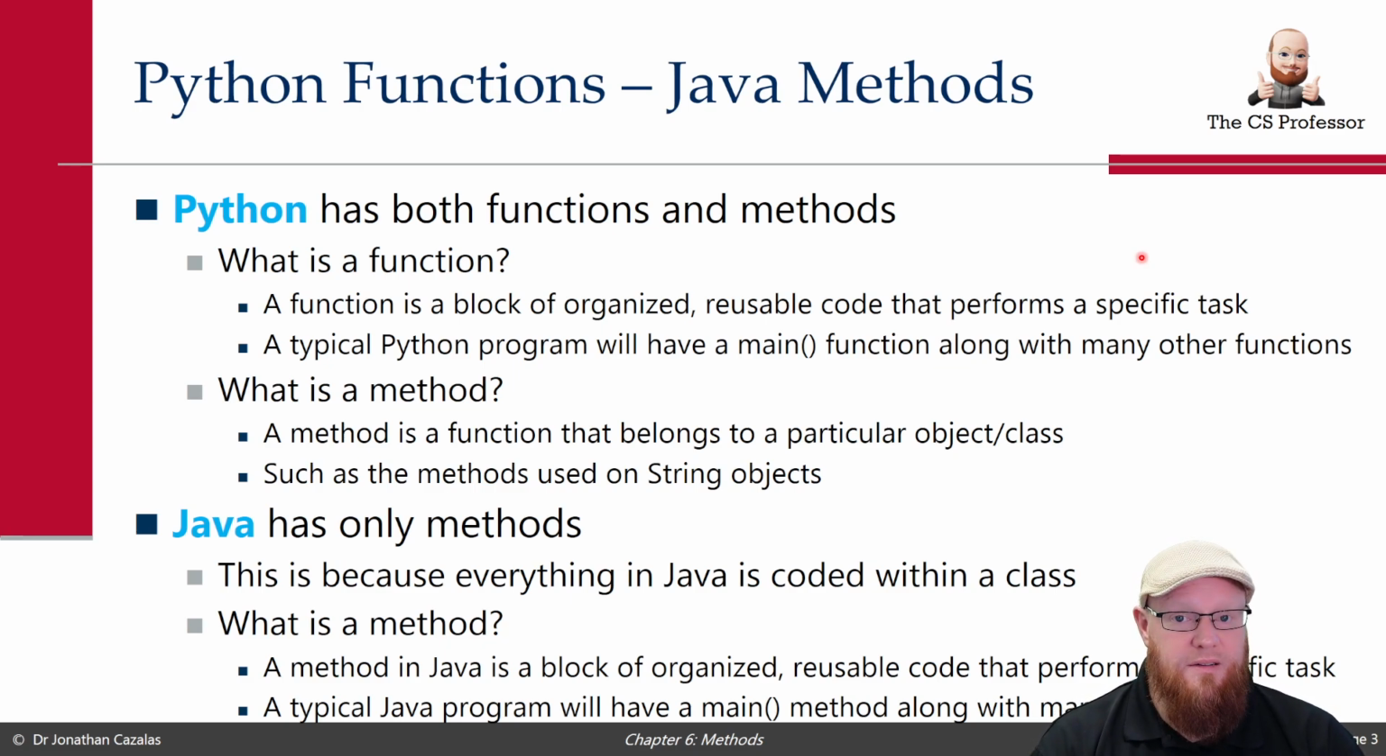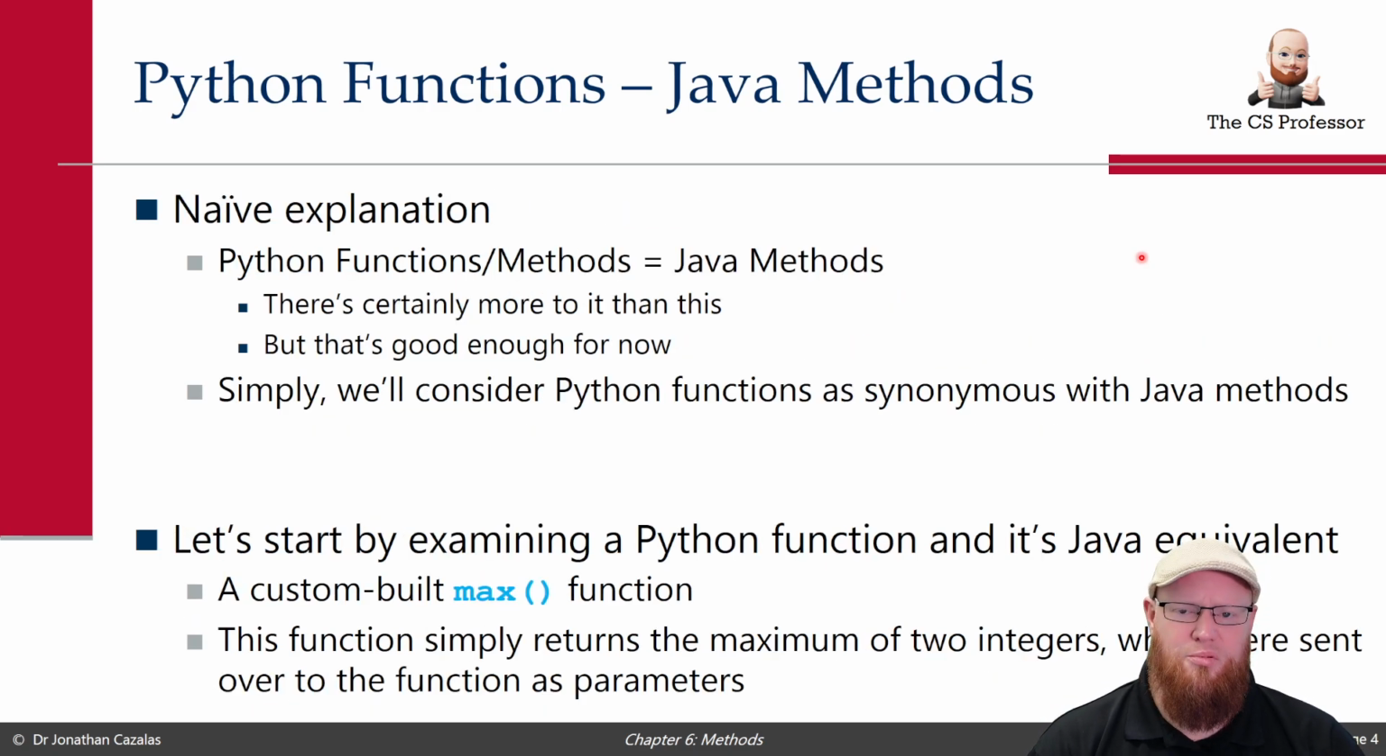Java only has methods, and this is because everything in Java is coded within a class. So what is a method in Java? Same thing. A method is a reusable block of organized code that performs a specific task. And just like Python, a standard Java program is going to have a main method, and we'll have many other methods that will be there to support the functionality of our program.